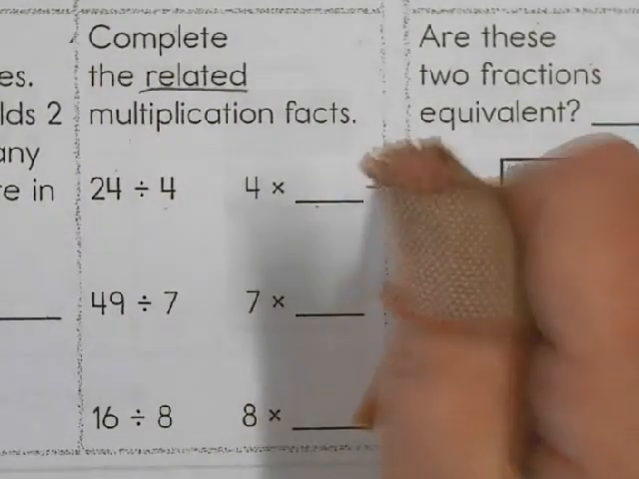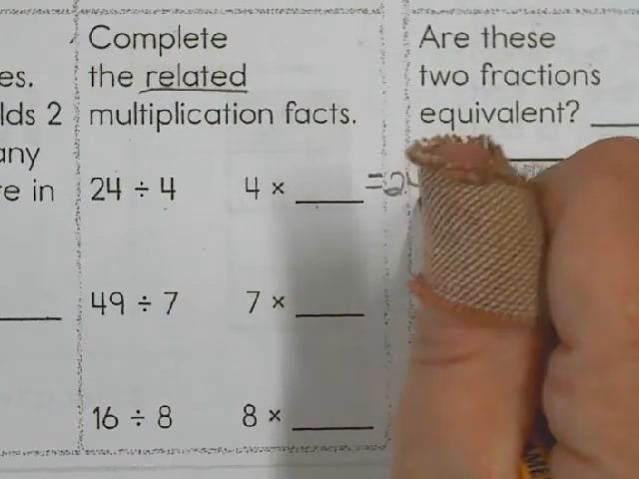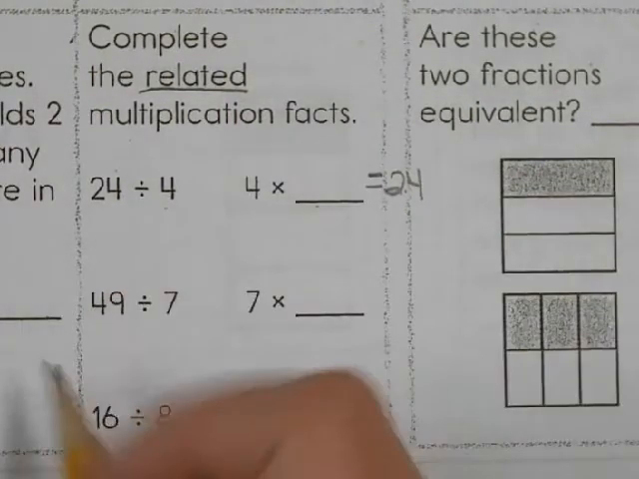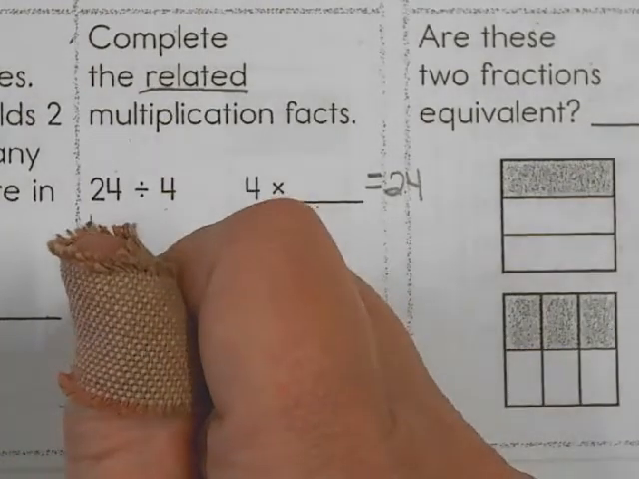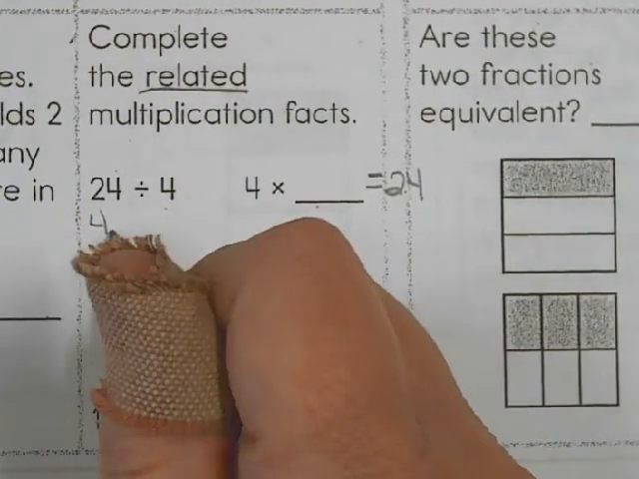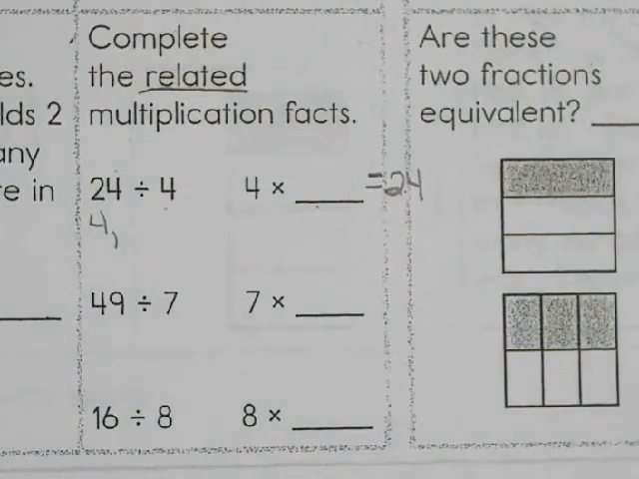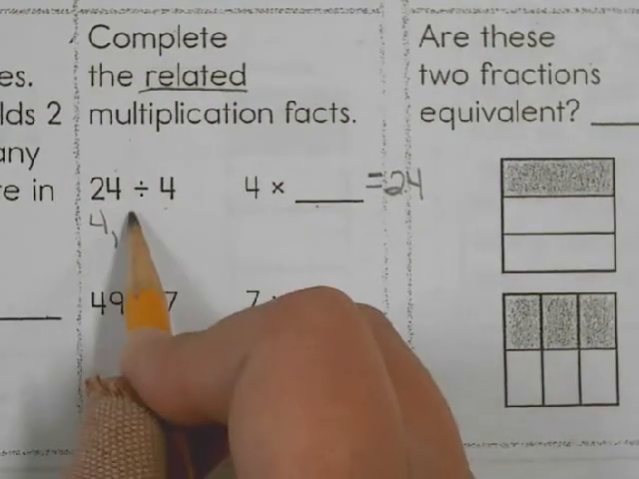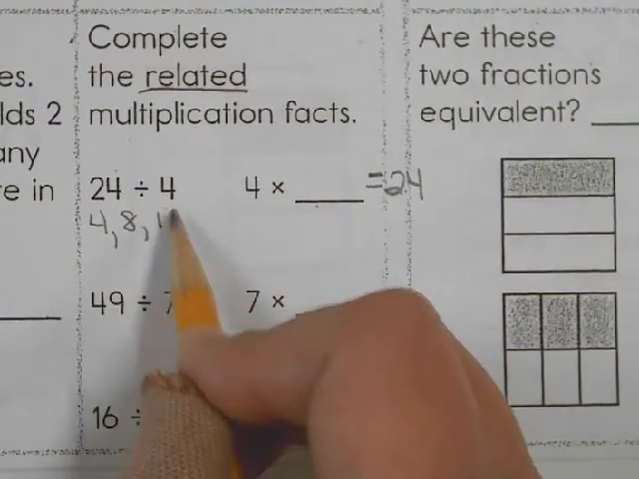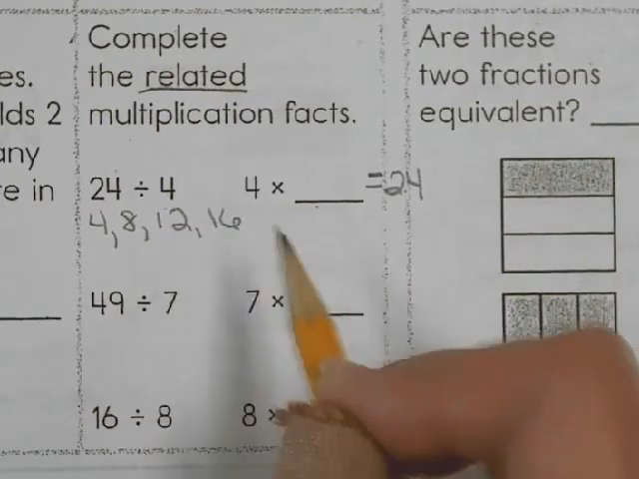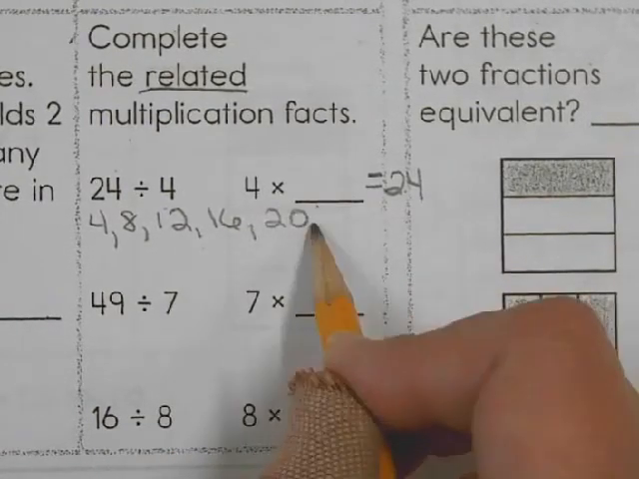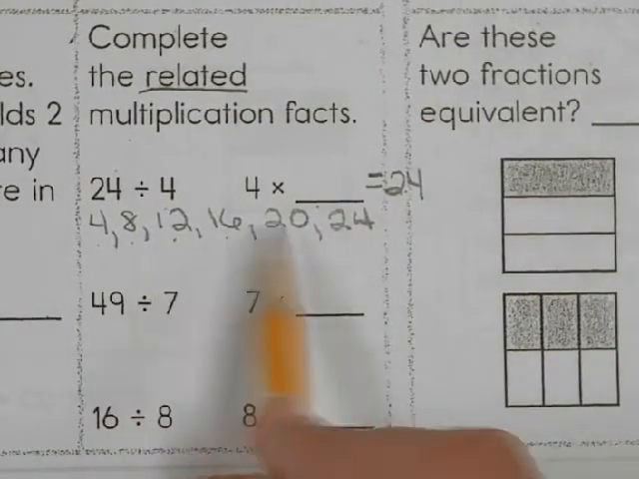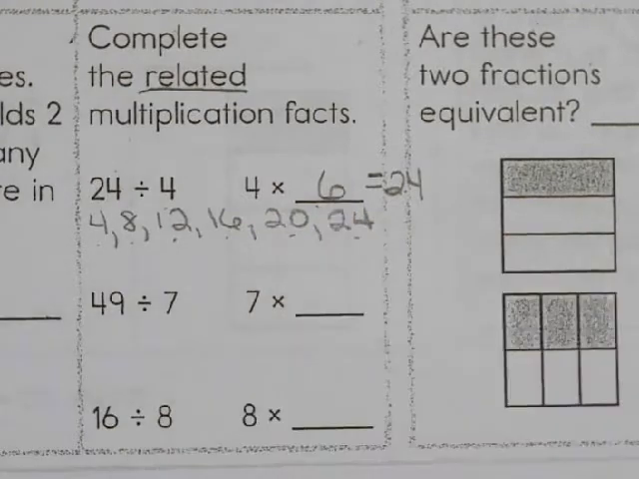So we already know this is going to be 24, but we need to know how many groups of that 4. So we could use our understanding of repeated addition, or we could use our understanding of patterns. So we have 4, 8, 12, 16, 20, and finally 24. We count how many groups, 5, 6. That gives us our missing factor.